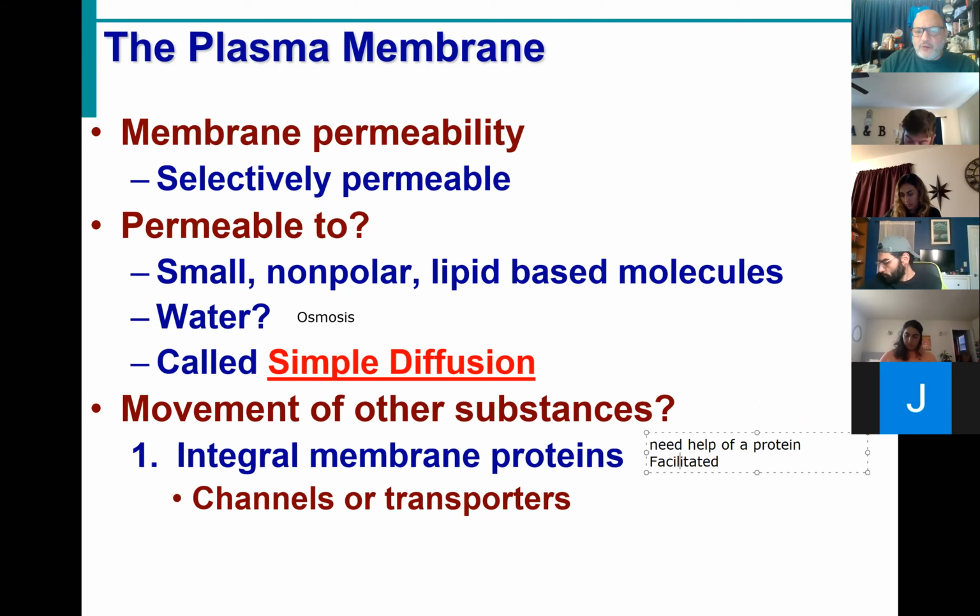Remember, channels are passive, so we can have a facilitated diffusion. Or transporters, remember, use ATP, so that would just be facilitated transport.